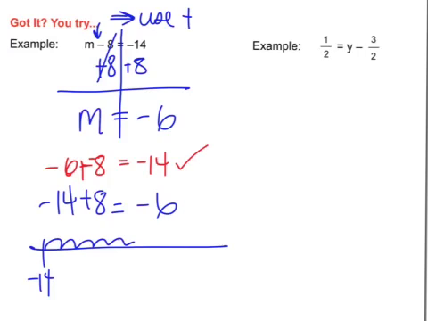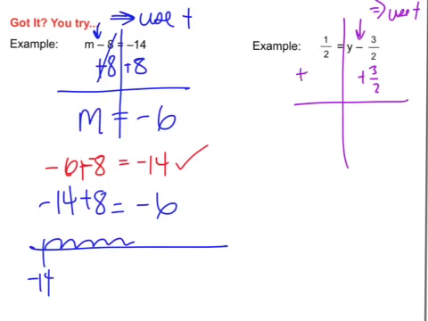My second example, we have 1/2 equals y minus 3/2. So now, even though I have fractions, it's still really okay. We have subtraction, so I'm going to once again use addition to solve. And to do so, I'm going to just add 3/2 to both sides. So I have just y on one side, and now I have 1/2 plus 3/2.